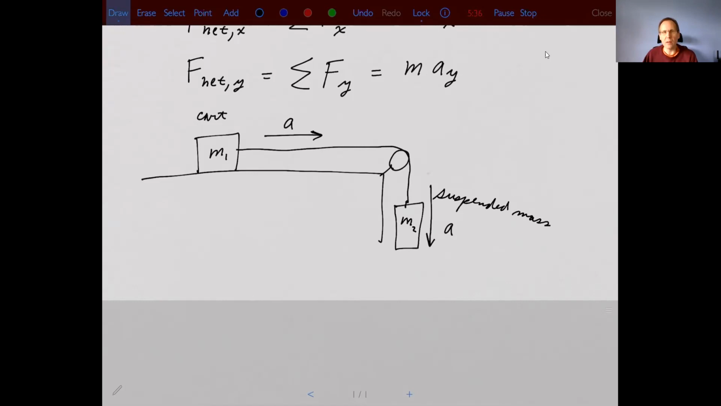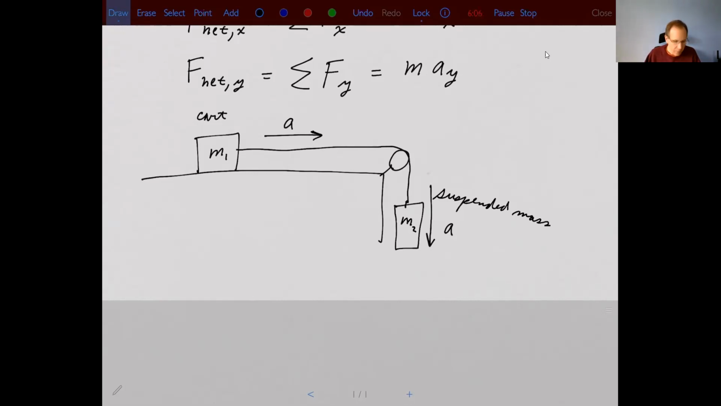So the goal was to figure out A, right? We want to calculate it theoretically. So we want to derive what A should be using Newton's second law. And then in that video, I measured A using the smart timer. So I measured it experimentally. And then we'll compare what we got experimentally from the smart timer to what we actually calculated theoretically using Newton's second law.